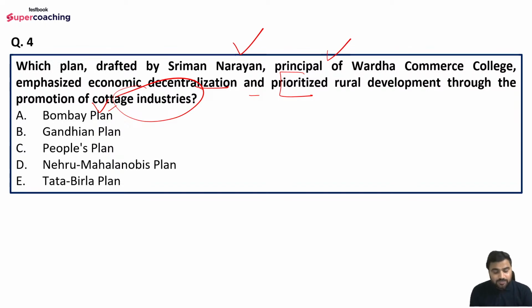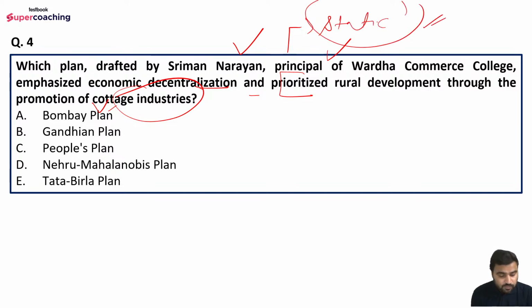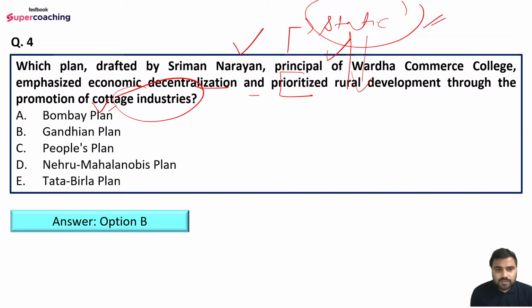Read all these statements very carefully because this can be asked in the examination. These all are based on static information, static concepts from the different topics, right? And the static part is very, very important so that you understand the things and you can attempt them in the examination if it is asked, right? So what is the right answer here? The right answer would be option number B, that is Gandhian Plan.